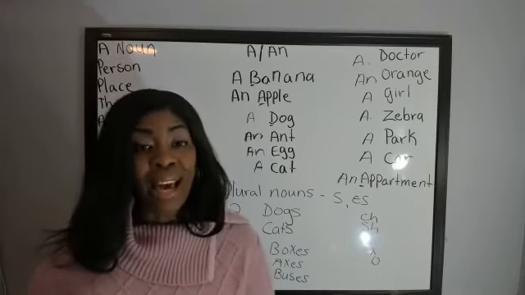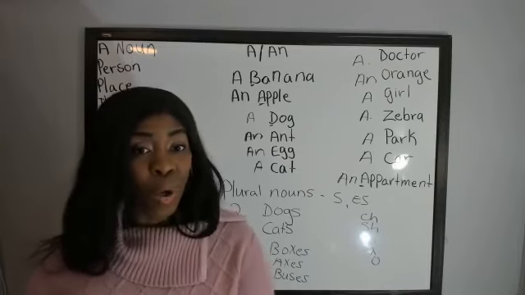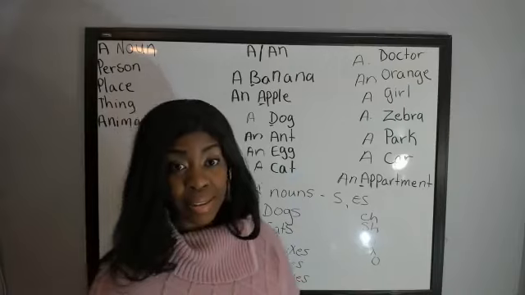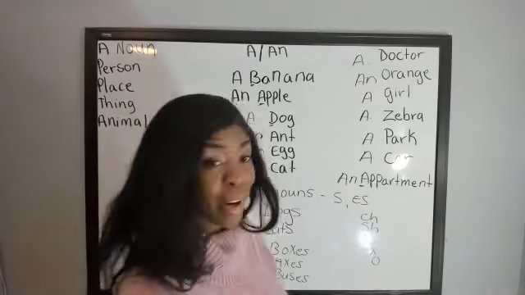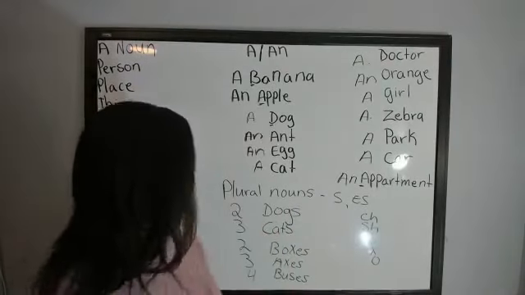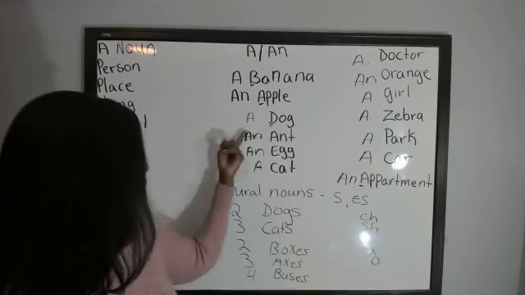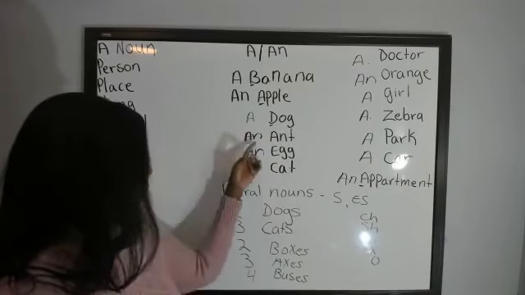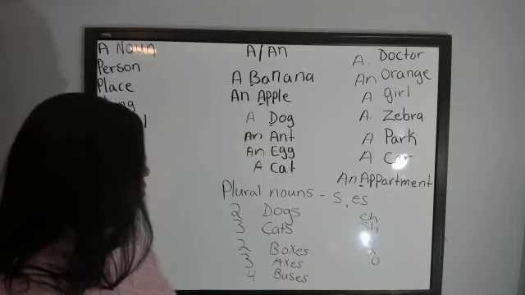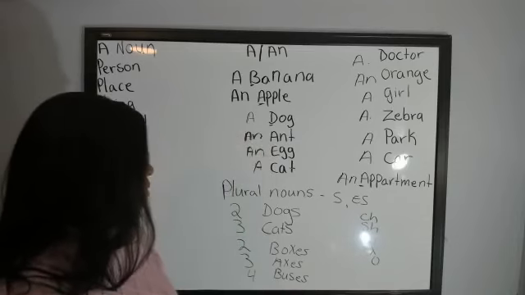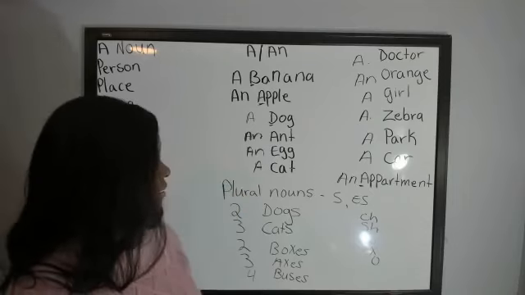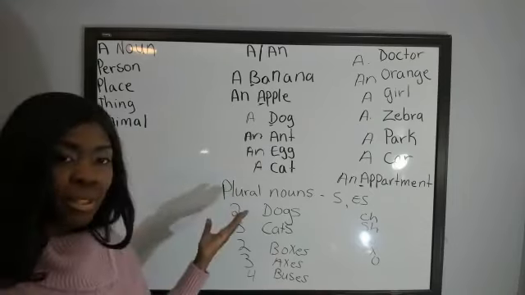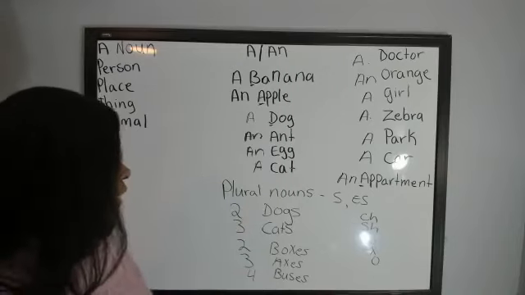When I'm saying it, I have to say it as if it is one word. An apartment, or an egg, or an apricot. Right here we have a dog, that's an animal, an ant, an egg, a cat. And also we did singular noun versus plural nouns.